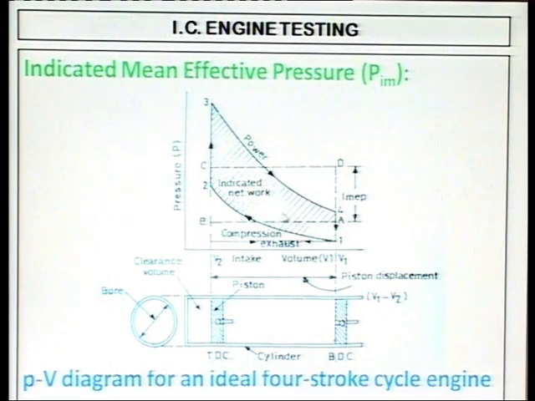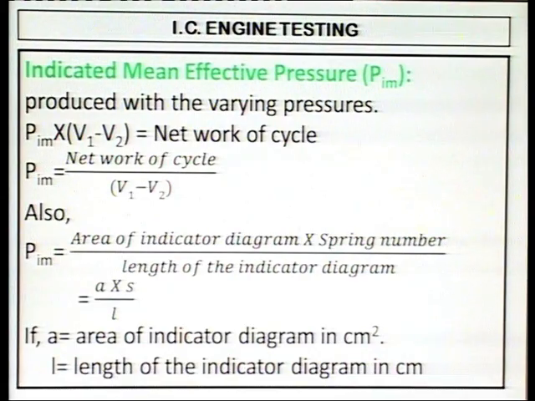If the area of a rectangle ABCD equals the area 1, 2, 3, 4, the vertical distance between the horizontal lines AB and CD gives the indicated mean effective pressure, IMEP. Indicated mean effective pressure is the mean value, expressed in Newton per meter square, which when multiplied by the displacement volume or swept volume gives the same indicated net work as is actually produced with the varying pressure.